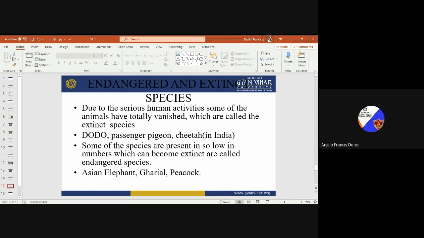Endangered and extinct species. Due to serious human activities, some of the animals have totally vanished, which are called extinct species. Dodo, passenger pigeon, cheetah in India. Some of the species are present in such low numbers that they can become extinct, and are called endangered species. Asian elephants, gharial and peacock are the best examples of species which are endangered.